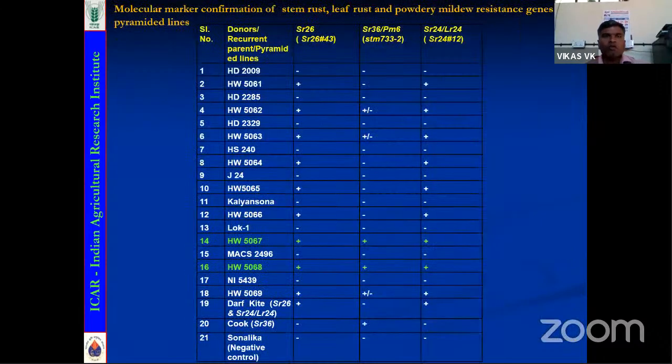If you score for the presence and absence of the genes, in HW5067 in LOC1 and HW5068 in MACS 2496, we have all three genes expressed. But in the rest of the backgrounds, you have only Sr26 and Sr24. So Sr36 is not expressed. It may be due to some background effect, or maybe some other reason. Dr. Barena has to throw some light on it, because it is giving a resistant reaction due to other genes, but it is not showing the presence of Sr36. I suppose it may be due to some background effect which is not allowing the gene to express in other backgrounds except in LOC1 and MACS 2496.